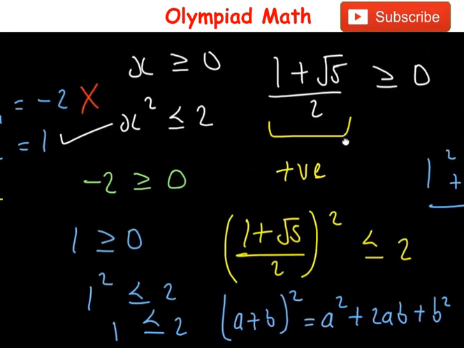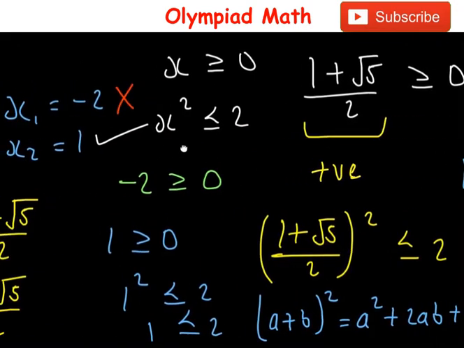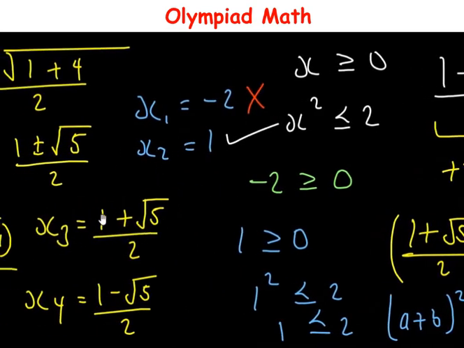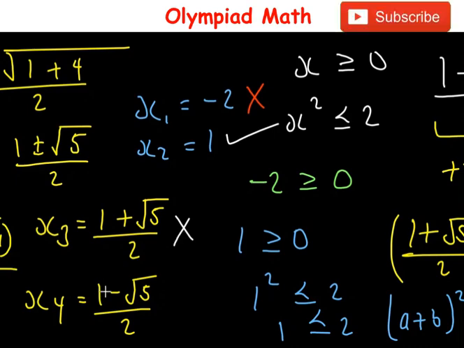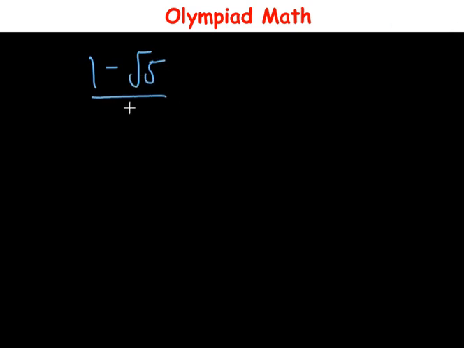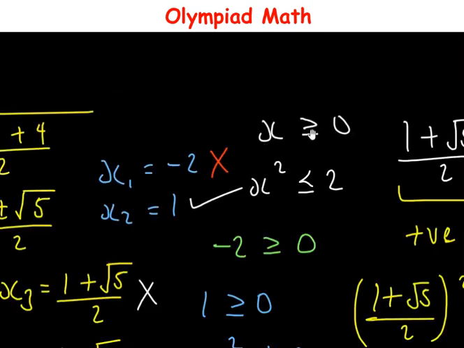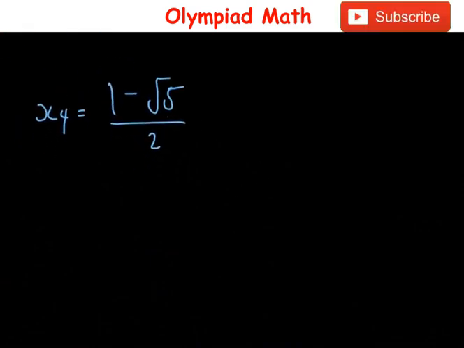So for the value of x3, it does not satisfy the second condition that x squared should be less than or equal to 2. Okay, so this means that for the value of x3, (1 + √5)/2 is the invalid solution for the given question. Now, for the other solution of x, (1 - √5)/2, let us check that also. For this fourth solution of x, x should be greater than or equal to 0, and x squared should be less than or equal to 2.